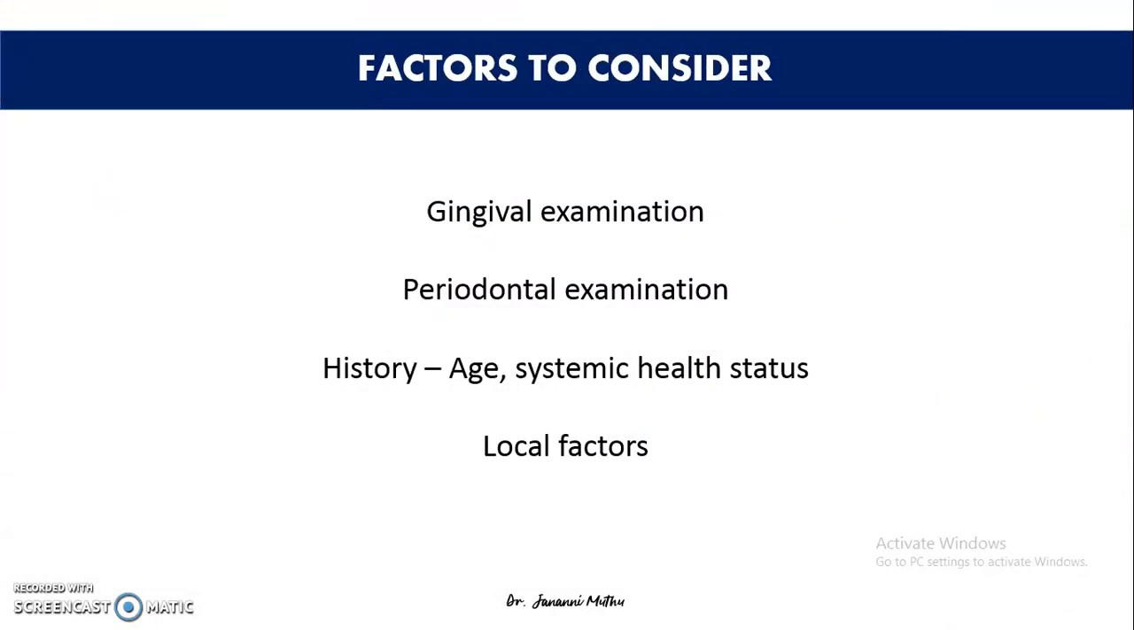So, the following factors should be meticulously considered in diagnosis of gingival and periodontal diseases: the gingival and periodontal finding recordings, the history, namely the age and systemic status of the patient, and finally the amount of local factors. Correlating all these recordings will lead to correct diagnosis of the case.